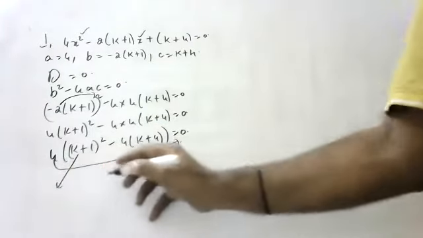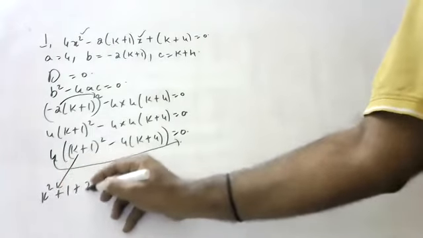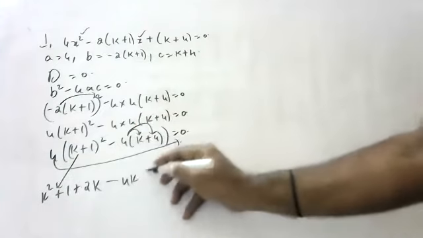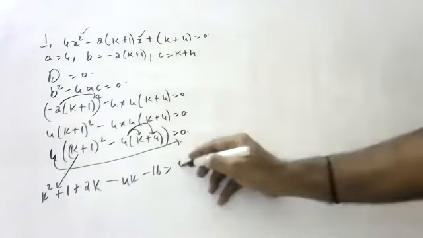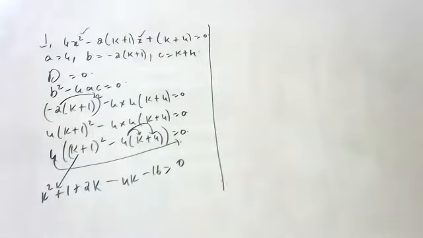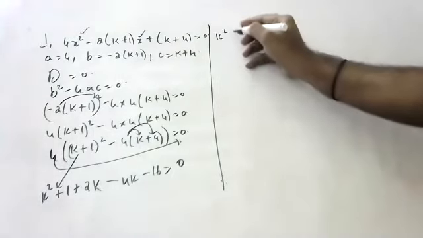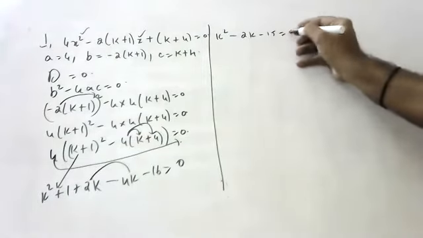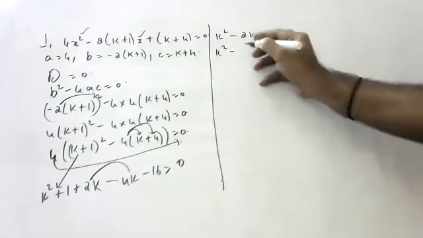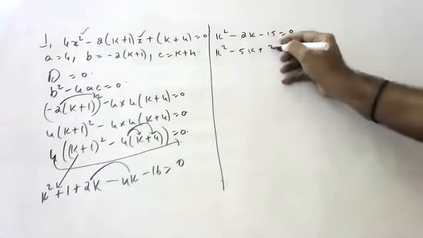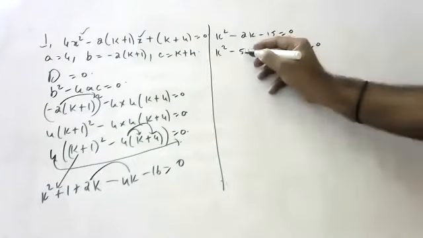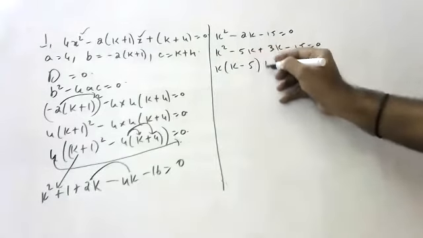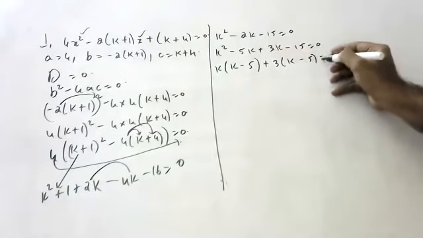k square plus 1 plus 2k minus 4k plus 16 minus 16 is equal to 0 by 4, which is 0, children. Okay, so try to understand, children. So k square minus 2k minus 15 is equal to 0. So k square minus 5k plus 3k minus 15 is equal to 0. Minus 5 plus 3 is minus 2; 5 into 3 is 15, children. So common k minus 5, plus 3 we can take on k minus 5 is equal to 0.